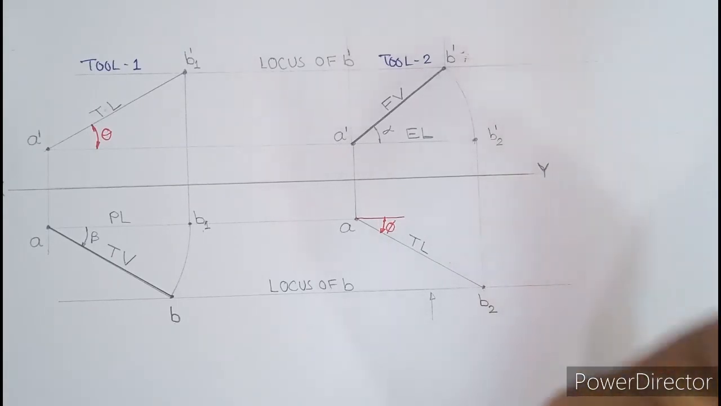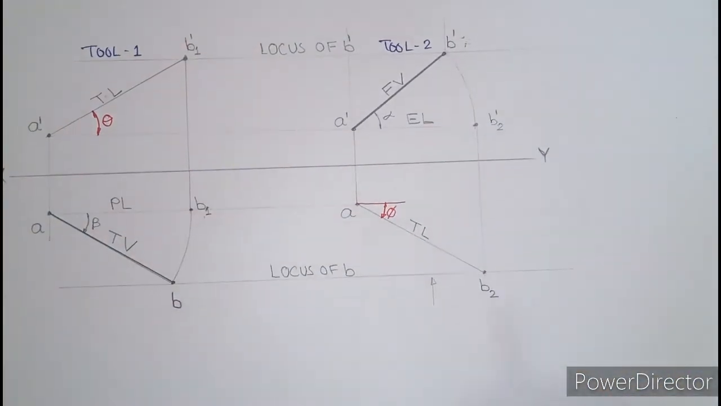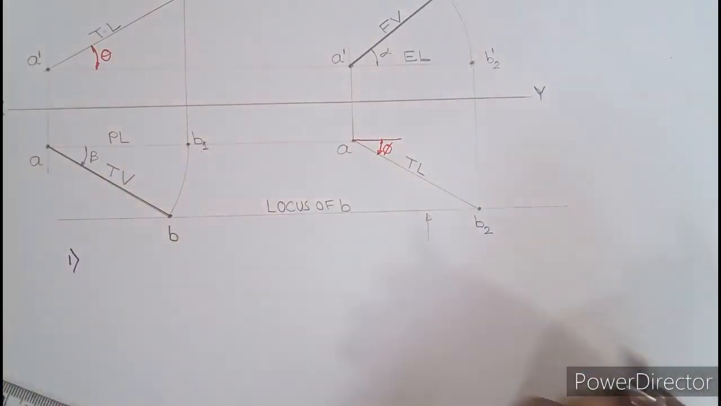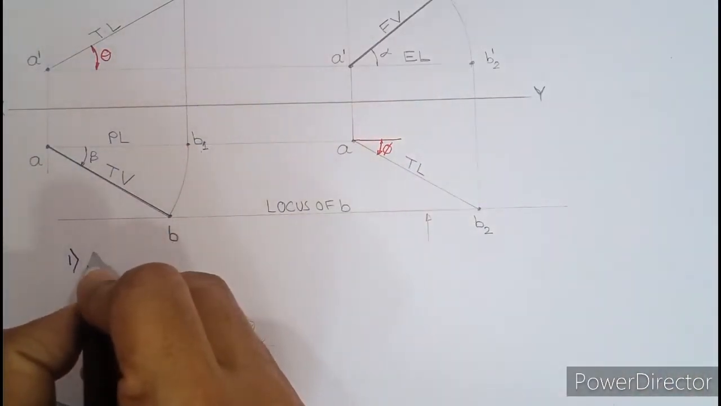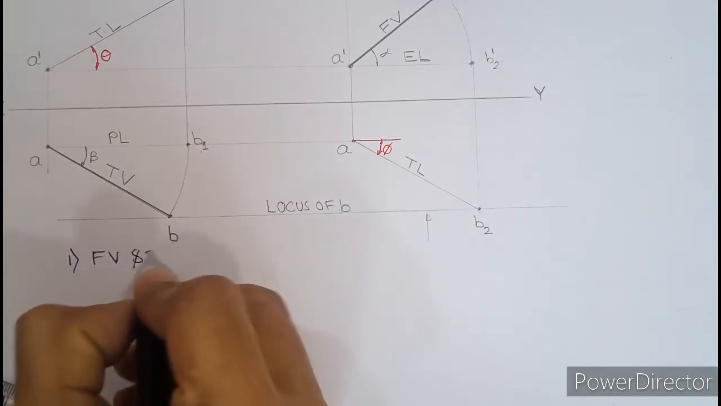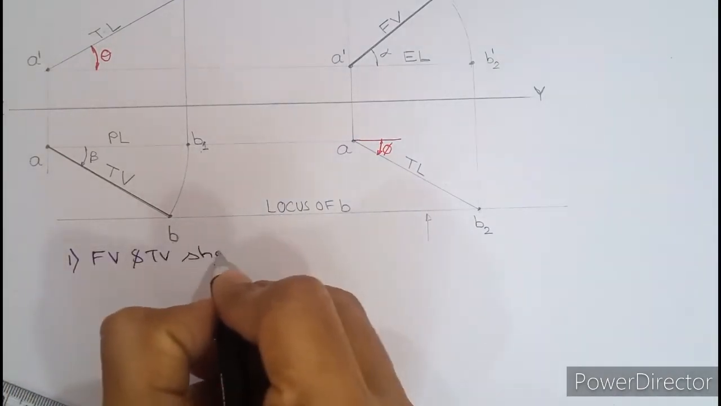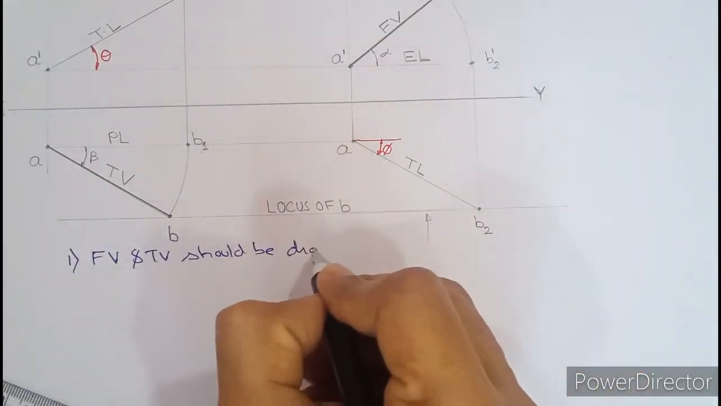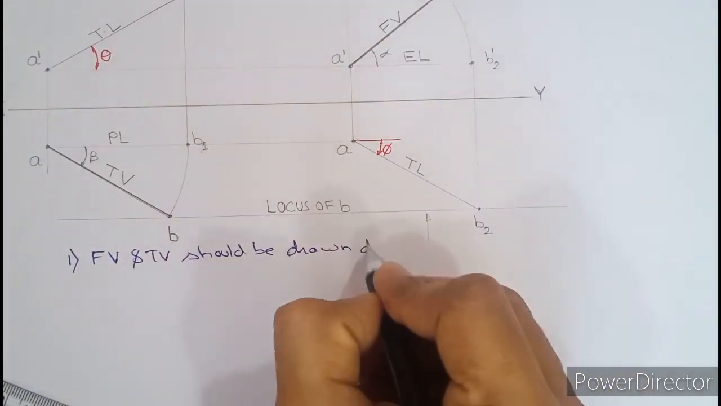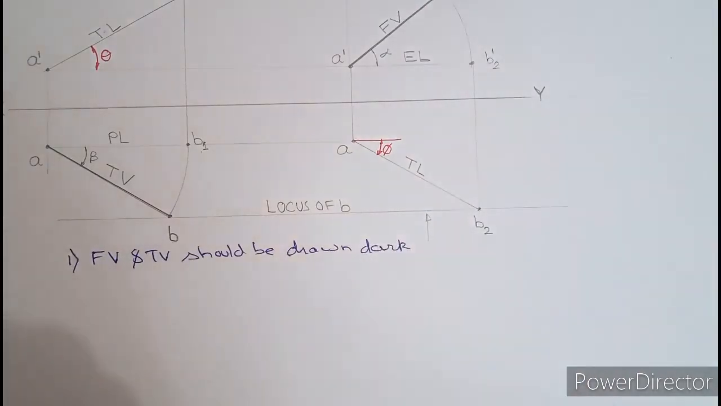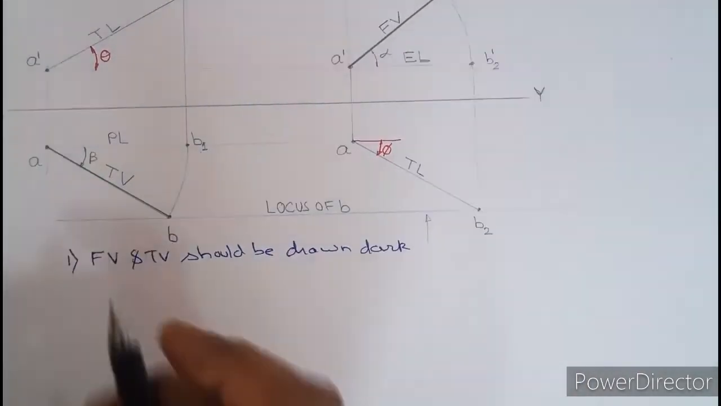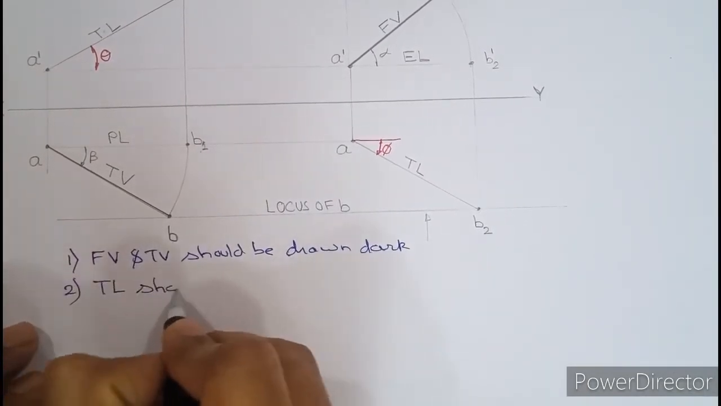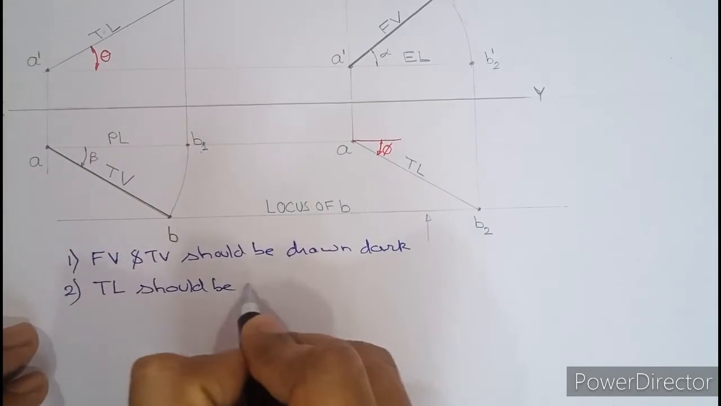Is it clear? So below this you need to write down a few notes. Number 1, front view FV and TV should be drawn dark. Second point, true length TL should be drawn medium dark.